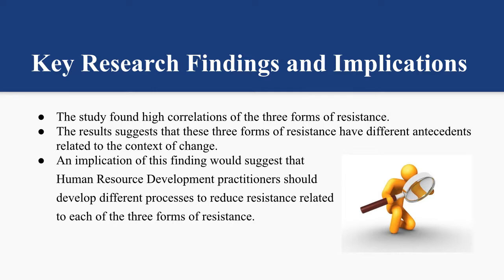An implication of this finding would suggest that human resource development practitioners should develop different processes to reduce resistance related to each of the three forms of resistance. Managing the three forms of resistance can assist in avoiding cognitive dissonance and ambivalences to perform a successful implementation of structural change.